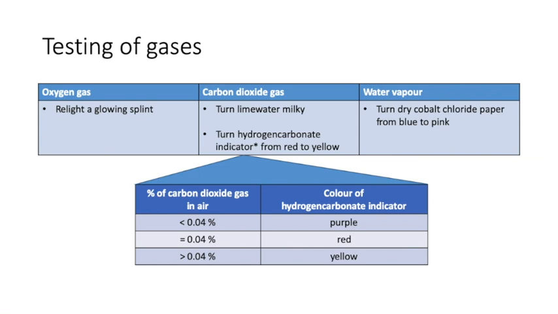And then it's about how do we test different kinds of gases. For oxygen gas, it can relight a glowing splint. For carbon dioxide, it can turn limewater milky, or it can turn hydrogen carbonate indicator from red to yellow. And please notice that the hydrogen carbonate indicator actually helps to indicate the percentage of carbon dioxide in air. It will show different colors based on different percentages of carbon dioxide. For example, if it is very abundant, let's say more than 0.04%, then it will show yellow. But in room condition, in air with carbon dioxide at 0.04%, it will be red. And if it's less, then it will become purple. And then for water vapor, it can turn a dry cobalt chloride paper from blue to pink.